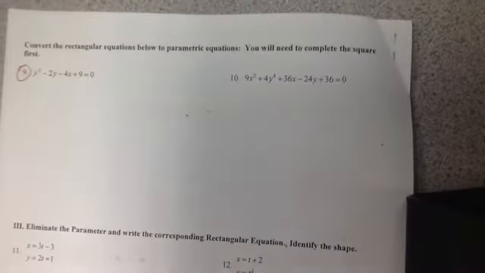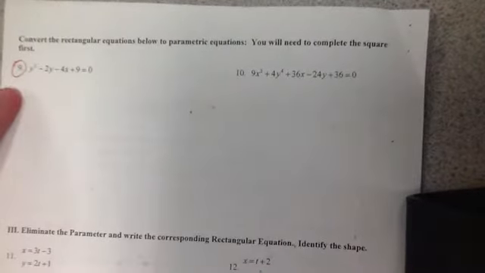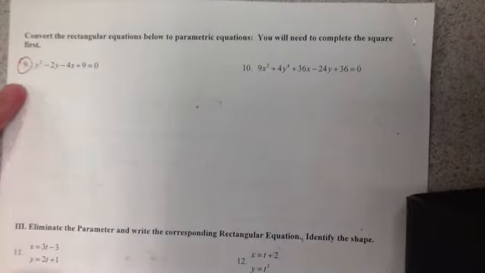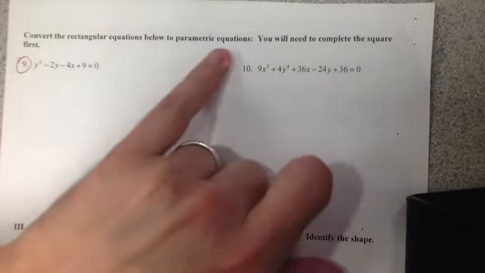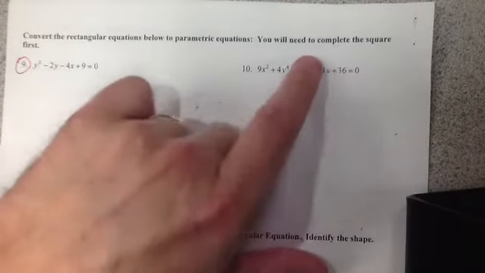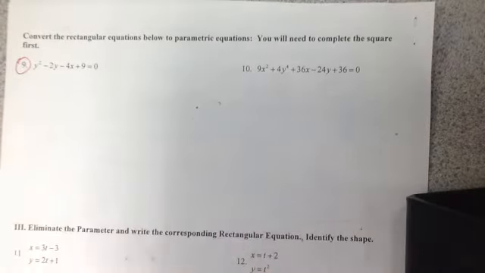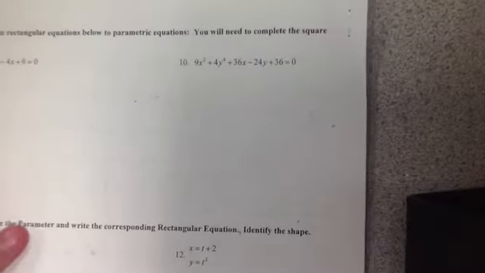Okay, for part 3, our last part, number 9, I'm going to let you guys do that on your own for tonight, okay? But I want to take a look at number 10. We want to convert this to parametric. This is rectangular, so it tells me I have to complete the square first. And we haven't done a complete the square like this for a while, so I wanted to make sure I go over this one with you.